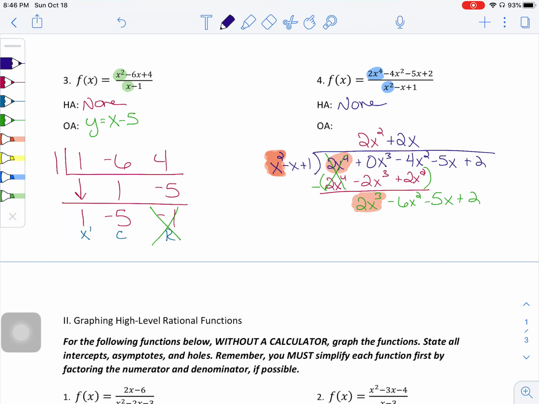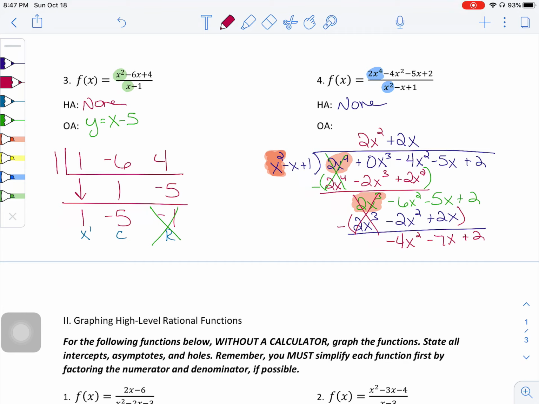Distribute. So 2x times x squared is going to be 2x cubed minus 2x squared plus 2x. Line it up and subtract it. Okay, so 2x cubed minus 2x cubed, they're gone. Negative 6x squared minus negative 2x squared. Be careful with the double negative. You could distribute if you wanted to. That's going to become negative 4x squared. Negative 5x minus 2x is negative 7x. Bring down the little plus 2 here.